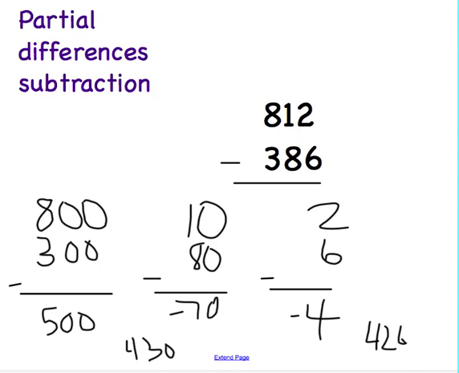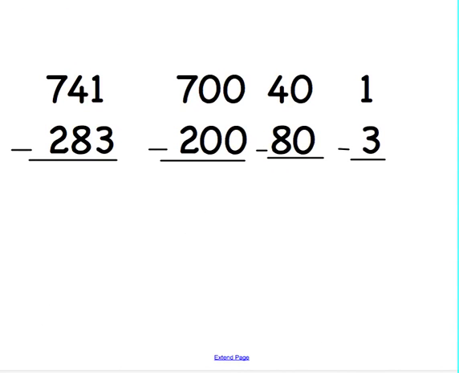Let's try another example. 741 minus 283. I've already broken up the numbers into their place value parts. 7 in the hundreds place is worth 700. 4 in the tens place is worth 40. 1 in the ones place is worth 1. The same with 283. 2 is worth 200. 8 in the tens place is worth 80. And 3 is worth 3 ones.